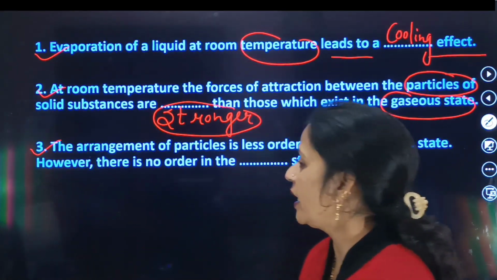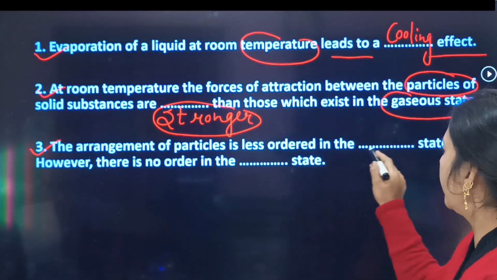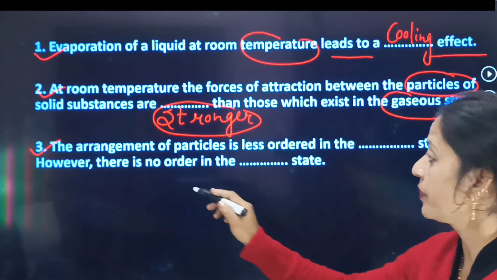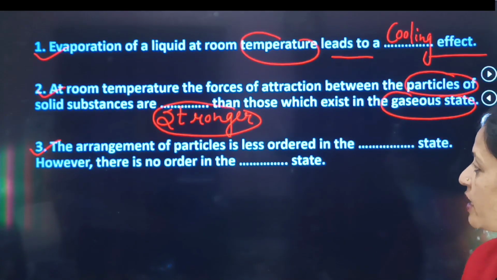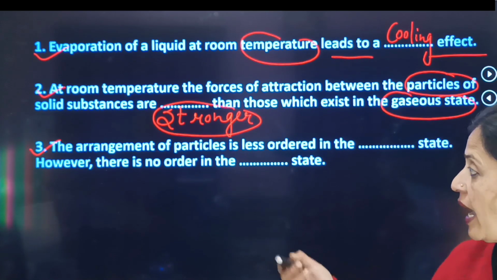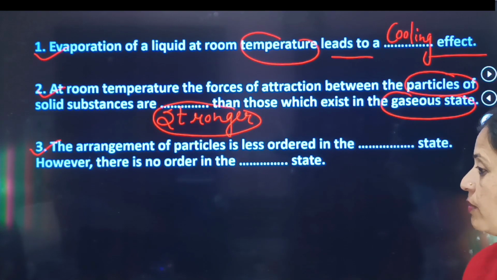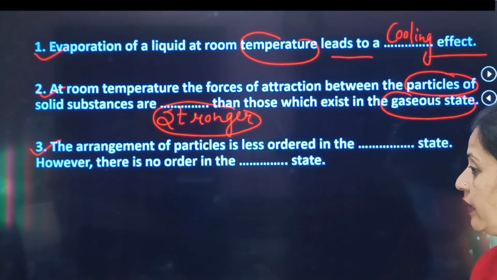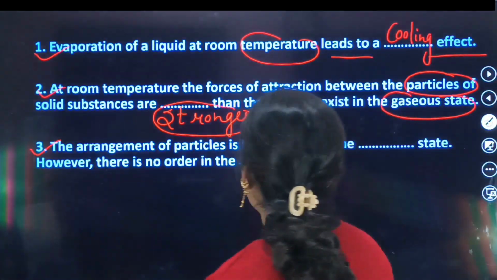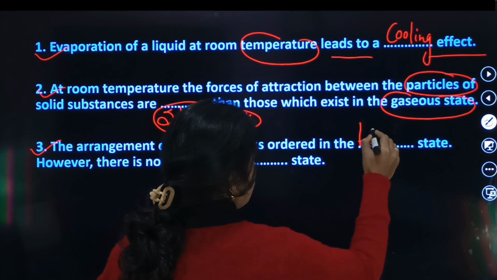Next is your question number 3: the arrangement of particles is less ordered in the dash state. However, there is no order in the dash state. That is your question number 3. The arrangement of particles is less ordered in the liquid state.